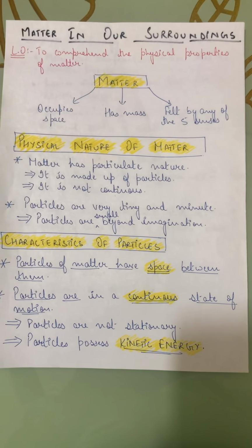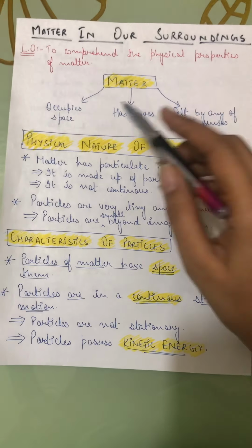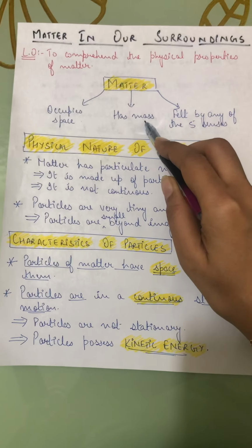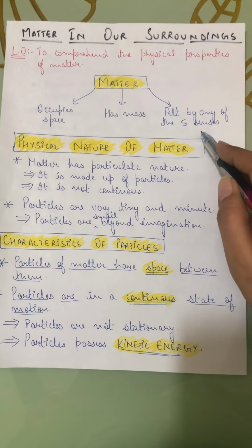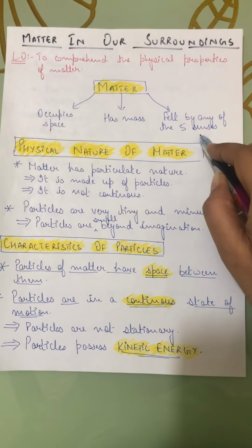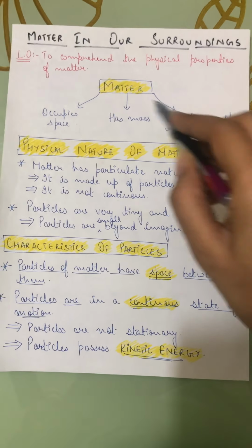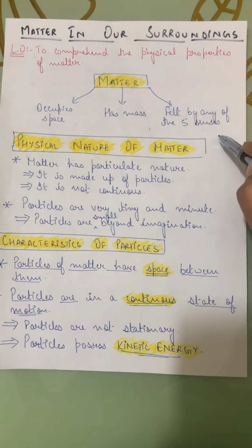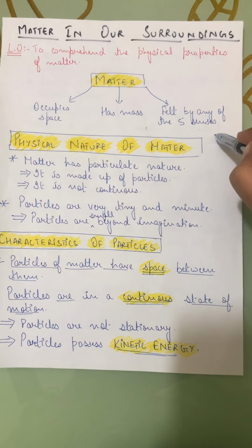In the lower classes, you defined matter as anything that occupies space and that has mass. An addition to this definition is that it can be felt by any of your five senses. So how can you define matter? Matter is anything that occupies space, that has mass, and that can be felt by any of your five senses.